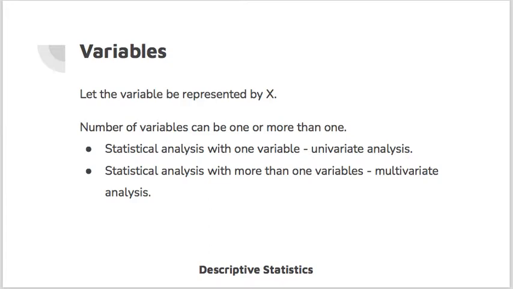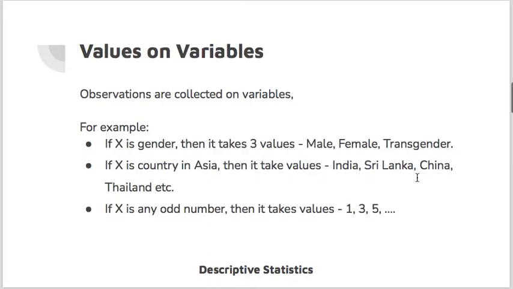Now let us see the role of a variable in statistical research or analysis. The observations are the responses, if you put it in common terms; in statistical terms, they are the observations. The observations are collected on the variable. Now we'll look at some examples to understand how variables are defined and how observations are collected on them.